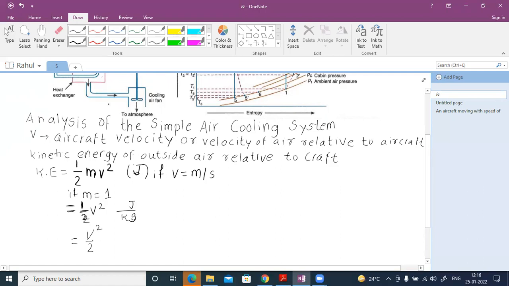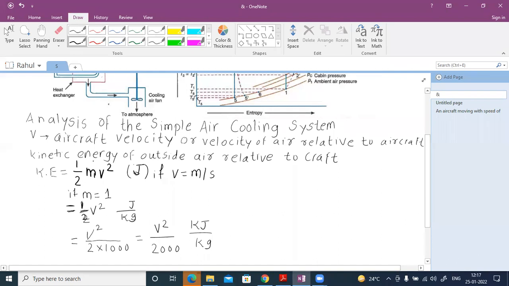So v square by 2, divided by 1000. What answer will I get? I will get v square by 2000, and this is in kilojoule per kg. Is that okay?